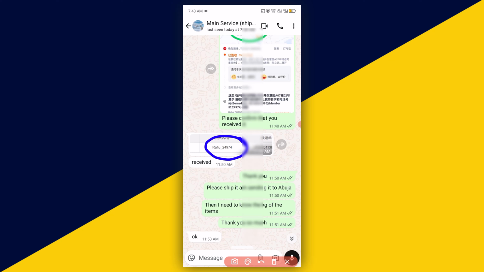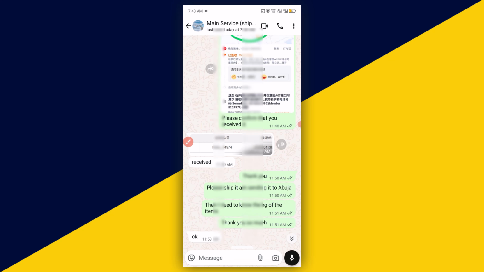So this is by different company practice as the case may be. Now here, thank you. Please ship it. I'm sending it to Abuja. This is the final destination of this goods right here. Then I need to know the kg of the item. Thank you so much. So this is where the bill of landing comes in.